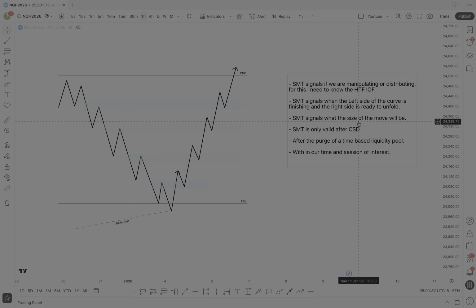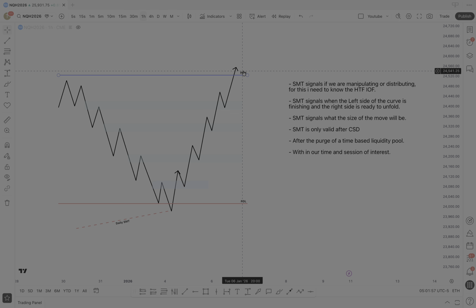SMT signals what the size of the move will be. And I think for some of you this will be a new concept because it's not spoken about a lot. But let's say, this is also in correlation with time cycles, if you purge a previous day low, you get daily SMT. That daily SMT fuels the market and gives enough power to run towards the previous day high.